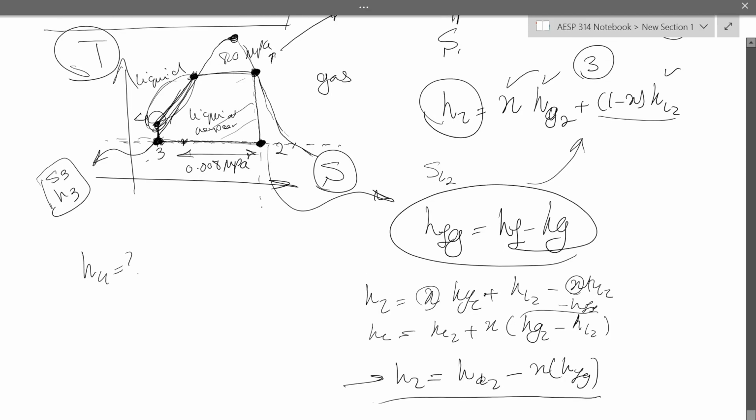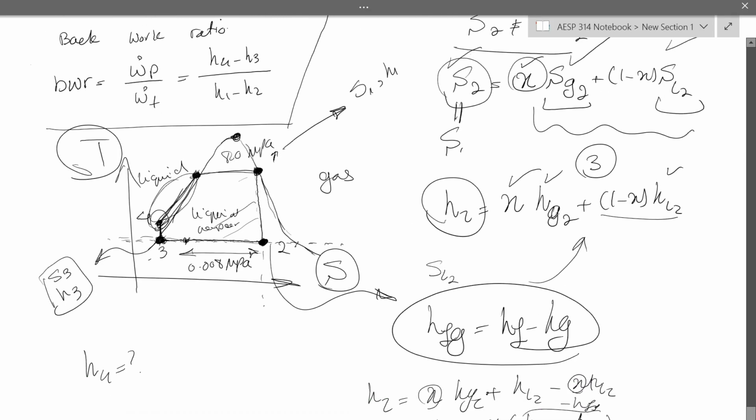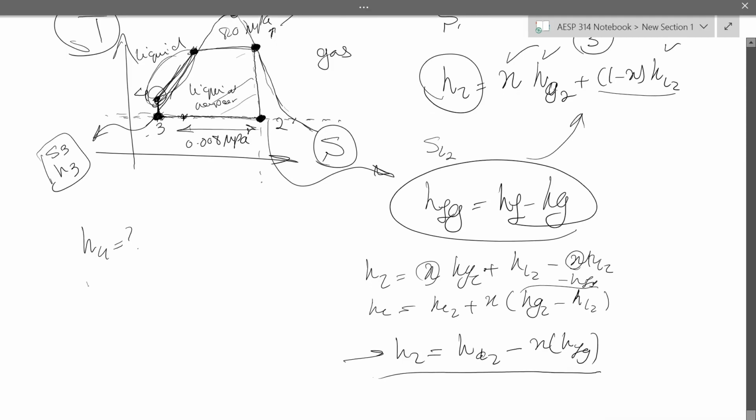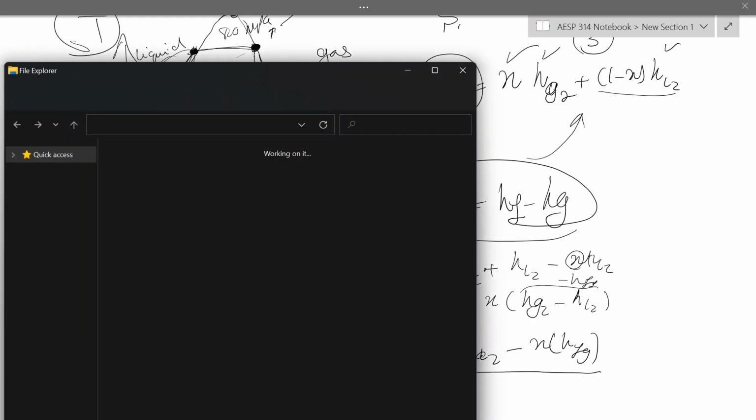Do we have H3 though? We haven't found H3, have we? No, we don't have H3. So we have to first find H3. What should we do to find H3? What was the information that was given to us? We found it from the chart, right? I don't have it in my notes. Let me actually open up the table.